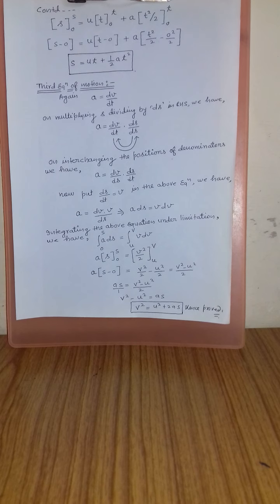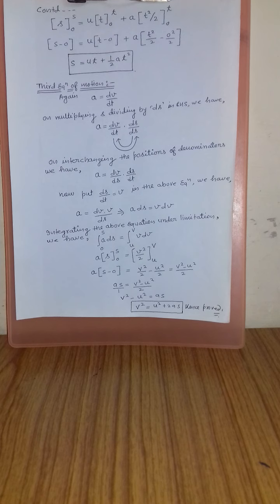Now your ds over dt is v. We will put that in the above equation. We have a is equal to dv over ds into v. Okay, doing cross multiplication we have a ds is equal to v dv. Okay, integrating the above equation under the limitation, again you know your limitations, we have integration 0 to s of a ds is equal to integration u to v of v dv.